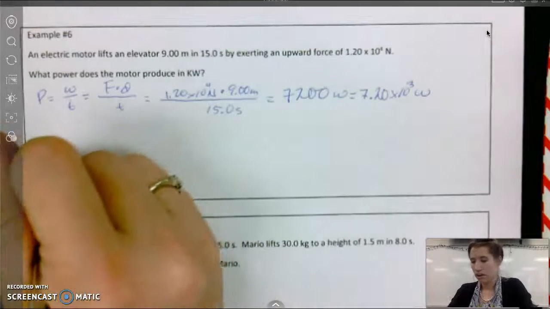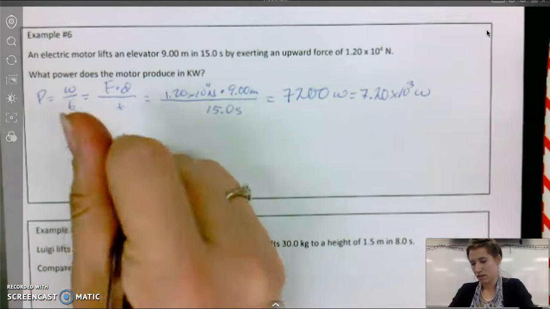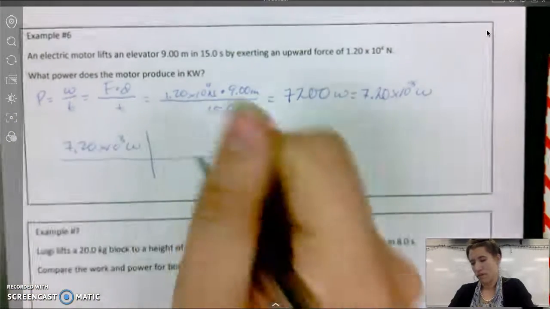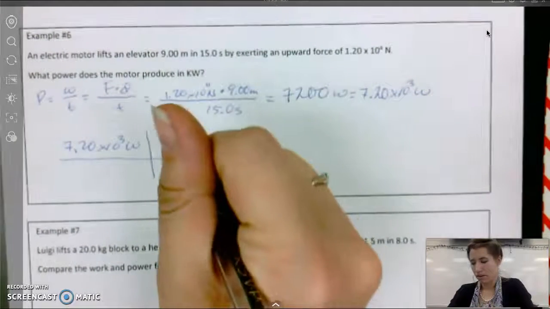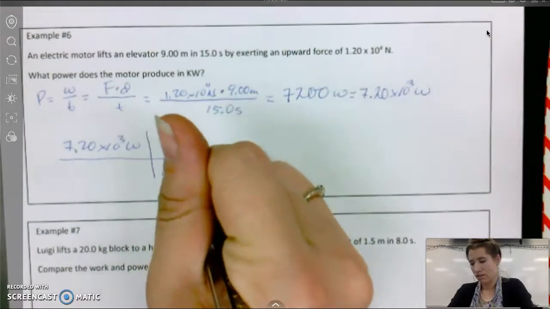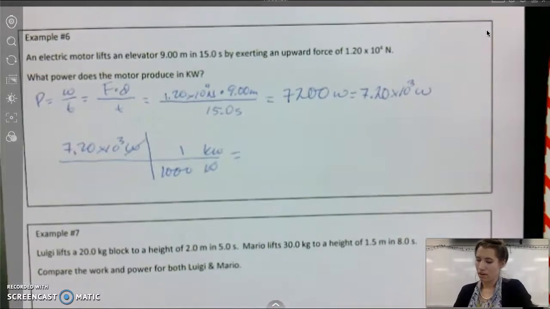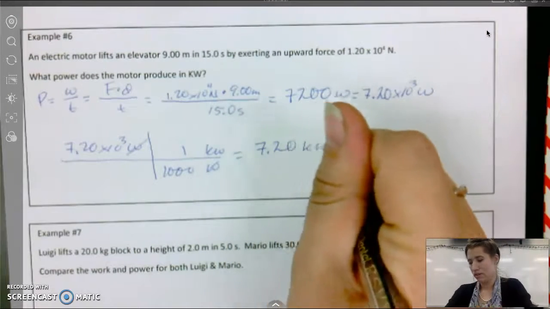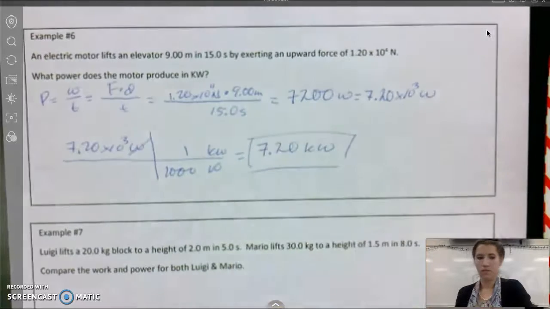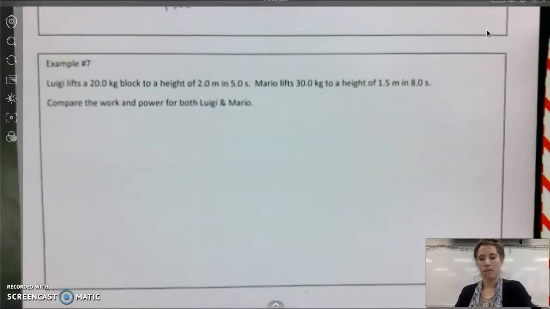Okay, so we have 7.20 times 10 to the 3rd watts. We want kilowatts, and every kilowatt has 1,000 watts in it, so that means we're going to be dividing, which leaves us with 7.20 kilowatts. Nice. And then our last example problem.